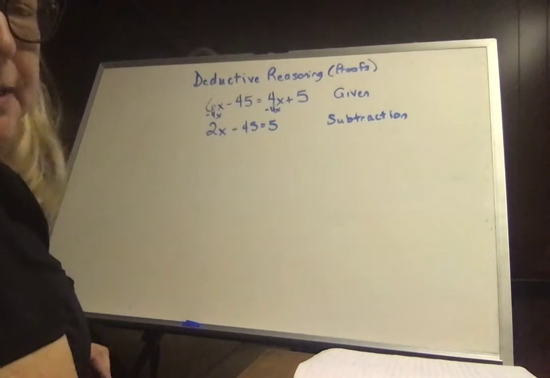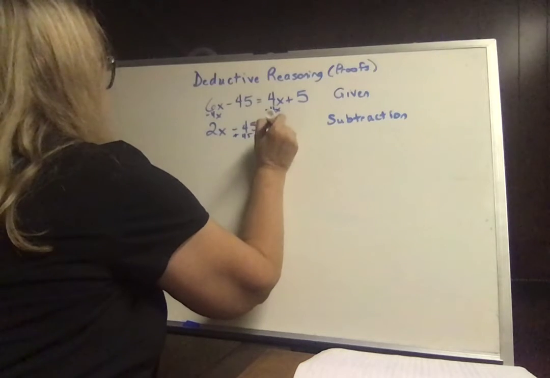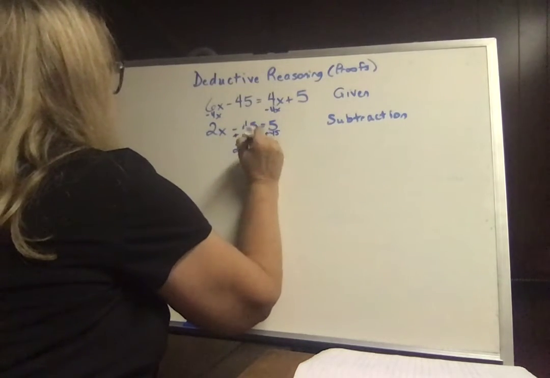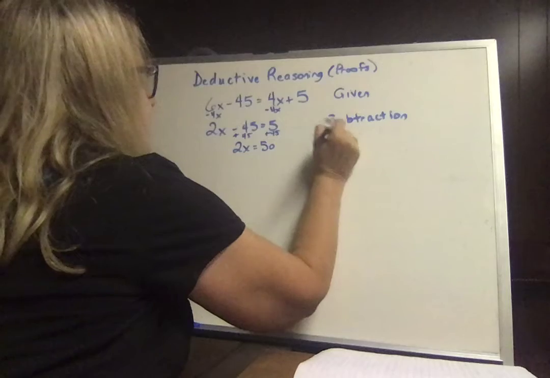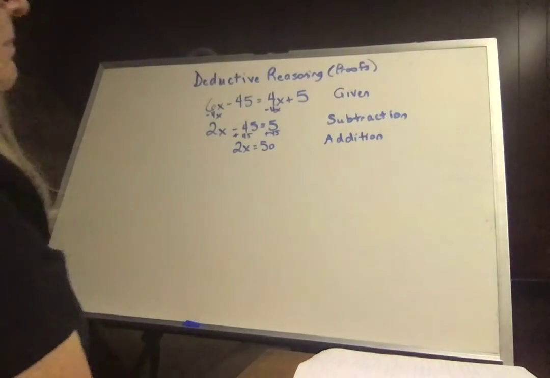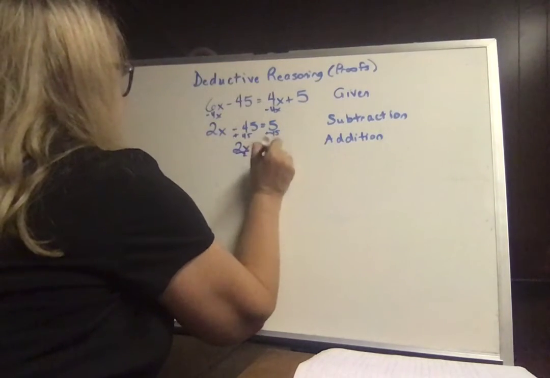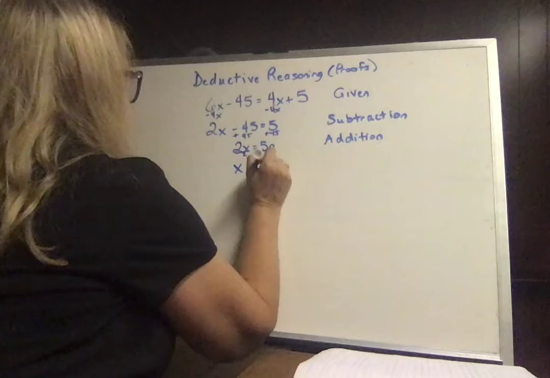Then, it's a two-step problem. Next step, add 45, add 45. 2x equals 50. We used addition. Now it's a one-step problem. Divide by 2, x equals 25.